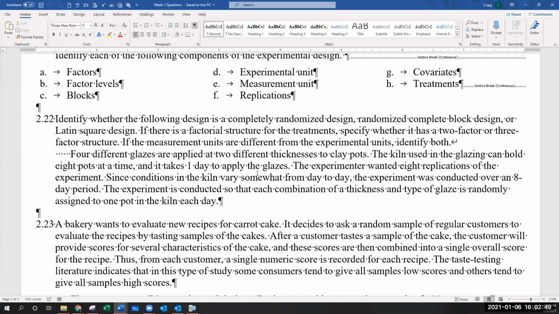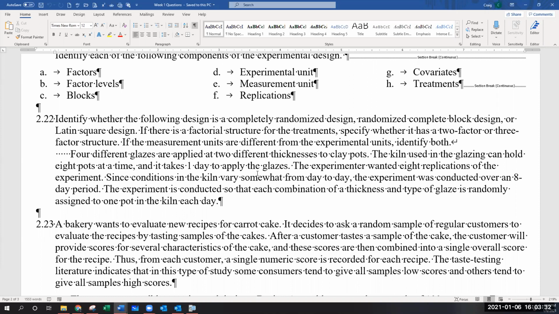In the case of 2.22, where we're talking about these pottery pieces, your experimental units and your measurement units are the same, because you're basically experimenting on the different pottery pieces, right? And then you're measuring the different results from the pottery pieces. So I think that's what they're talking about. If they're different, identify both. Sometimes they can be different, but I would say a lot of times they are the same. Okay.